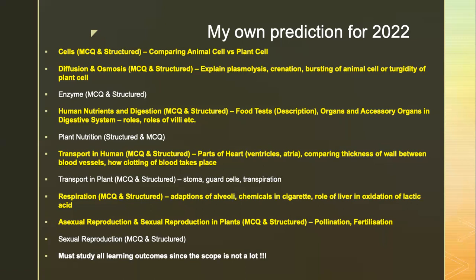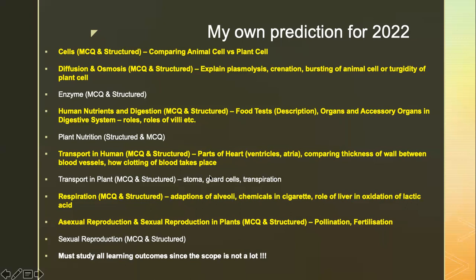Transport in human, the parts of the heart: where are the ventricles, atrium, and the blood vessels that connect them. And the valves. Labeling the valves is very important. And comparing thickness of wall between blood vessels, how clotting of blood takes place, and basically a bit of the blood pressure also, take note of that.